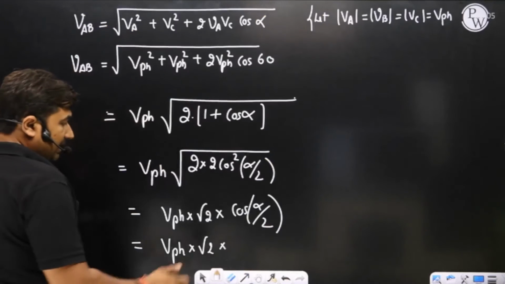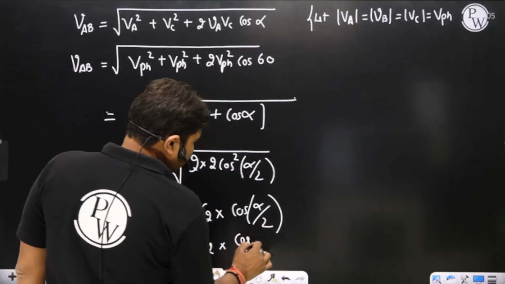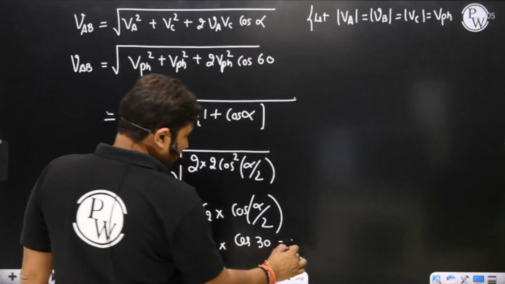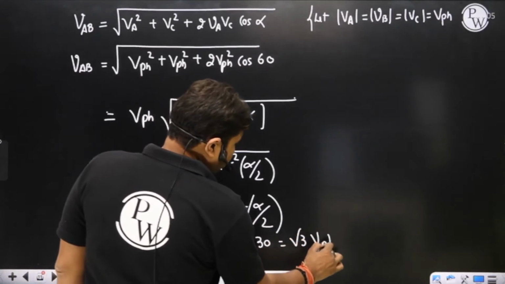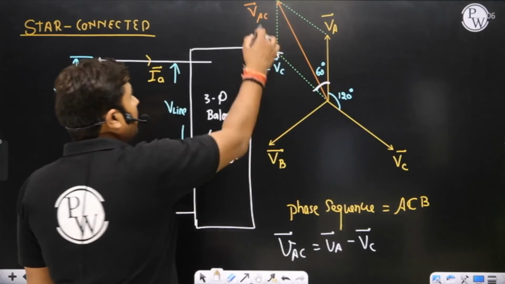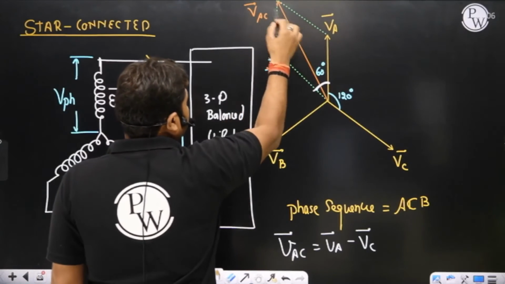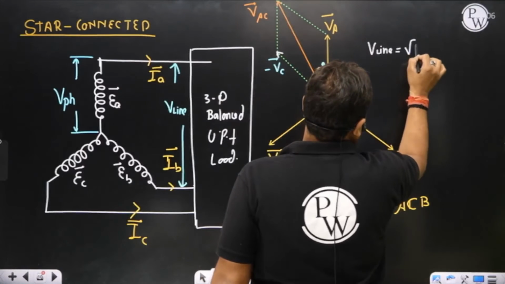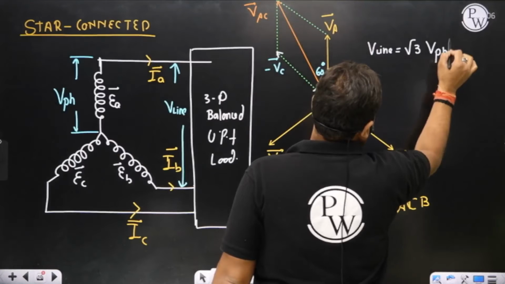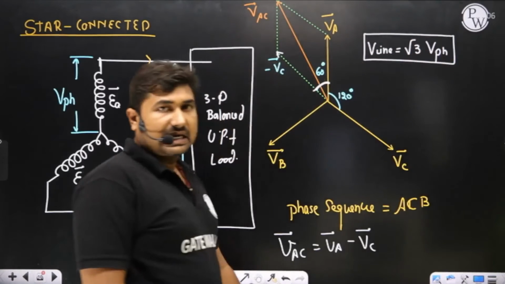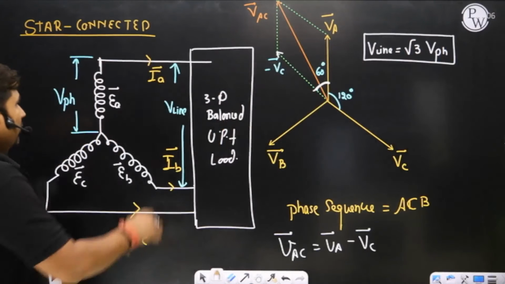So what is the angle, sir? Cos of 60 by 2, that is 30. Cos 30 means root 3 by 2, sir. So this will become root 3 VPH, sir. It means what is the line voltage? Line to line voltage we are observing. Magnitude-wise, the line to line voltage is root 3 times the phase voltage in case of a star connected load.